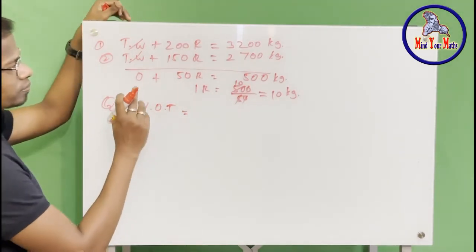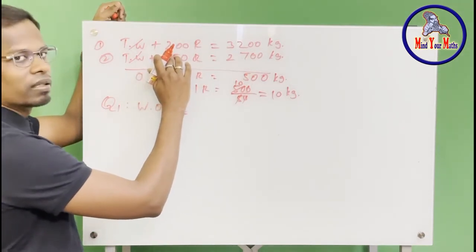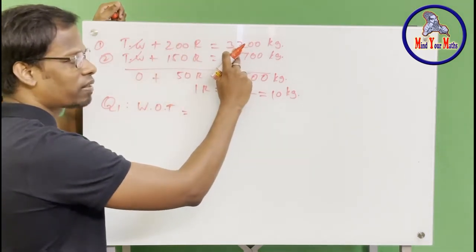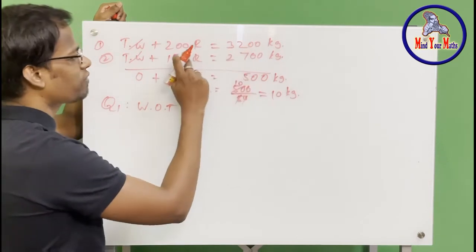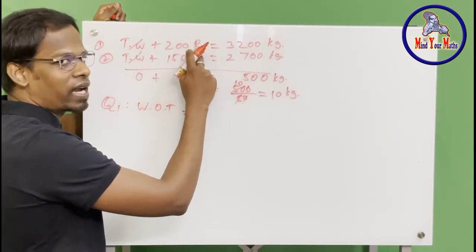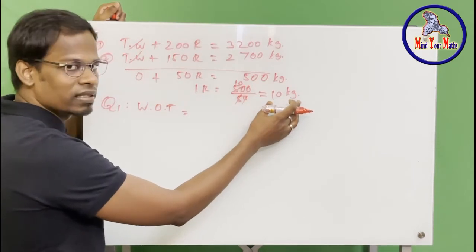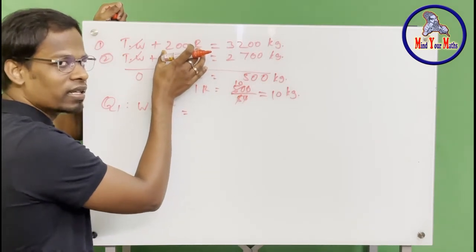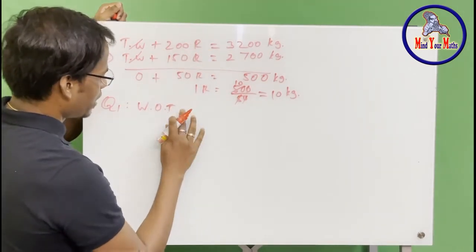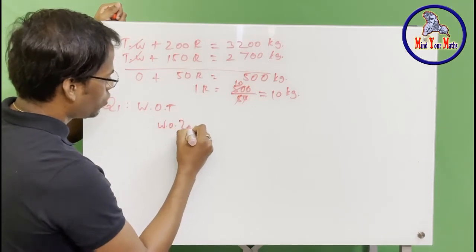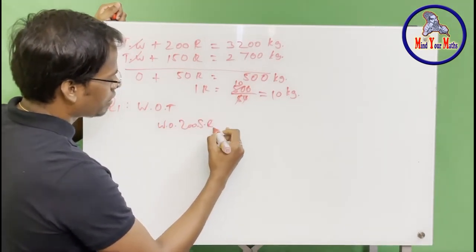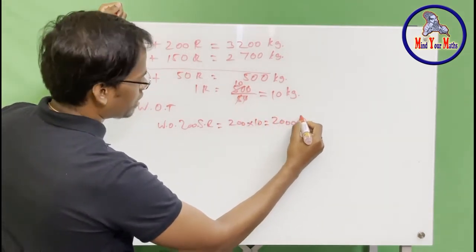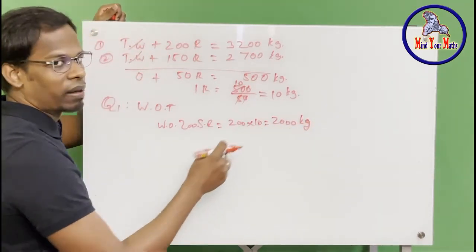Now you see here, we know that truck's weight plus 200 sacks of rice is equal to 3,200 kilograms. Now let's find what is the weight of 200 sacks of rice. We know one sack of rice is 10 kilos. So how much weight will be for the 200 sacks of rice? So let's find that first. 200 times 10, which is 2,000. Yes, exactly. So 2,000 kilograms.